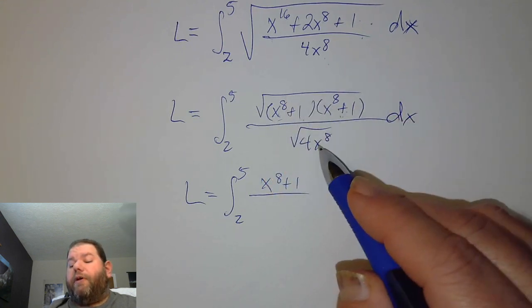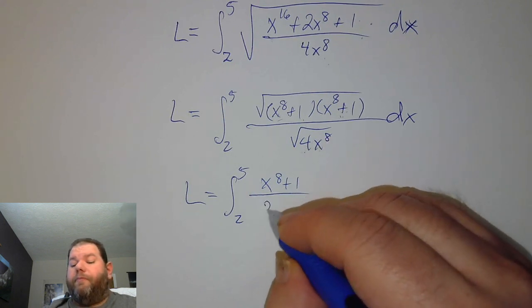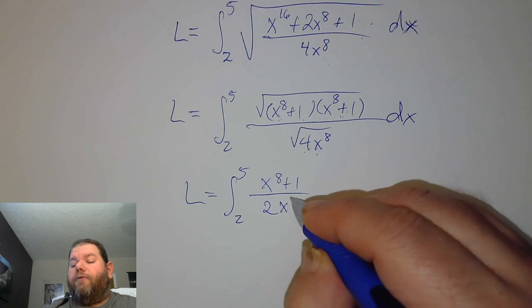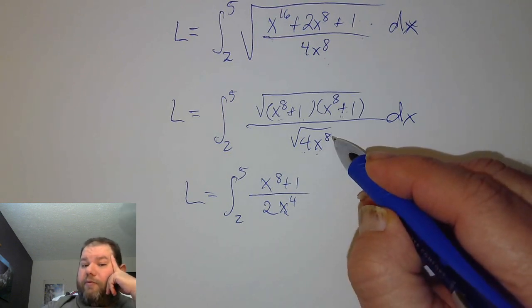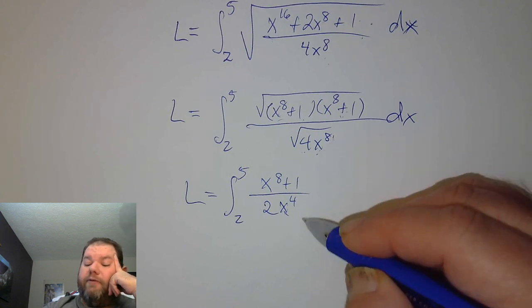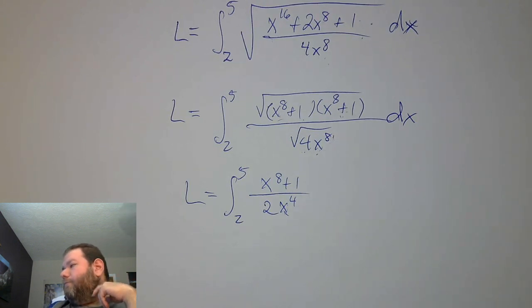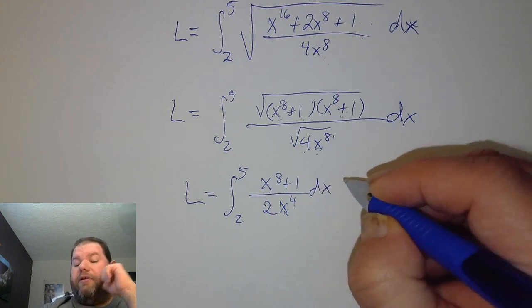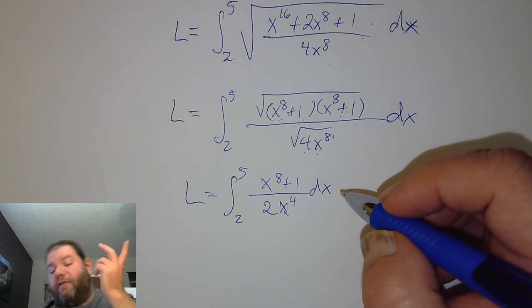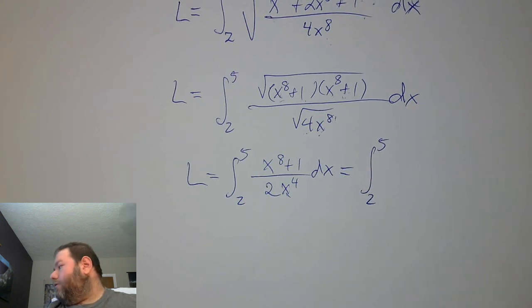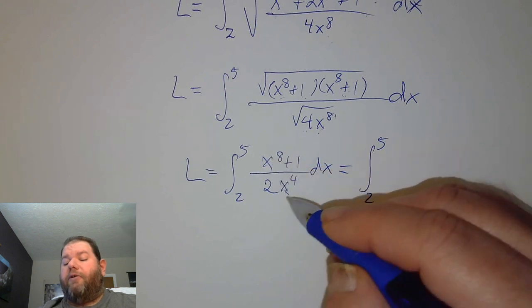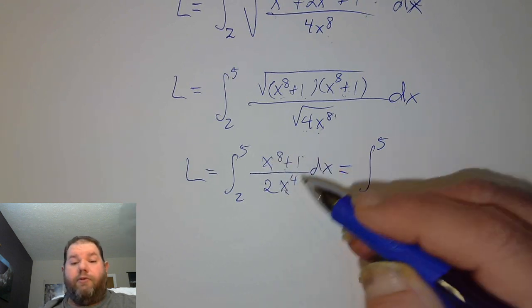And then the square root of 4x to the 8th: the square root of 4 is just 2, and the square root of x to the 8 is x to the 4. Remember, when we're taking a square root of a term with an exponent, we basically just cut the exponent in half, so it's x to the 4. Finally, we're getting to a point where maybe it's not nearly so crazy. That's the hope anyway. But let's split this into two expressions, because we have x to the 8 over 2x to the 4th plus 1 over 2x to the 4th.